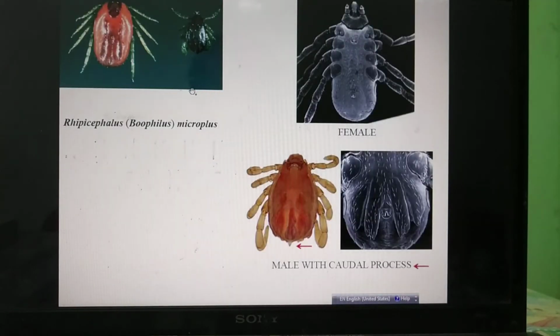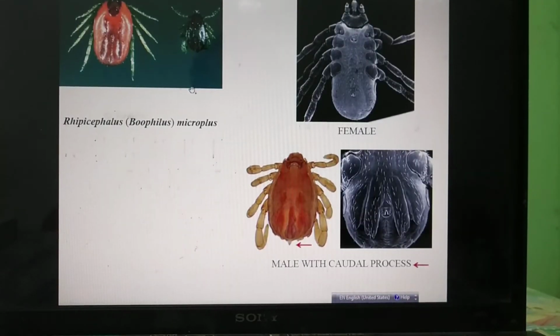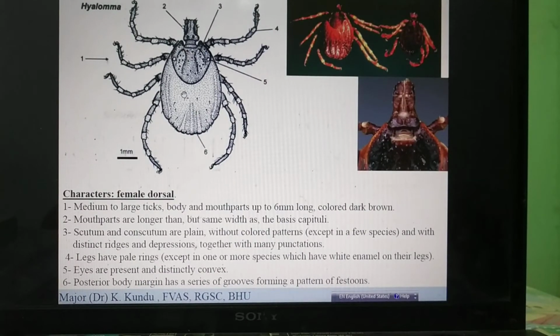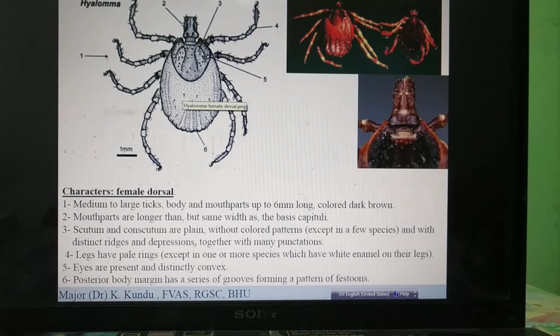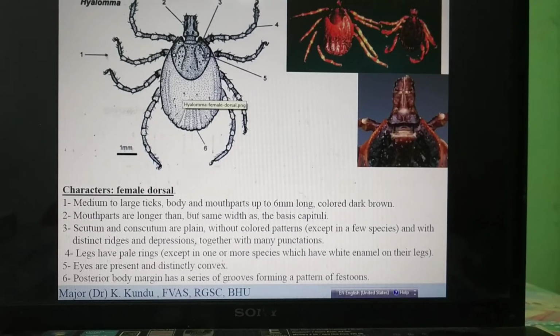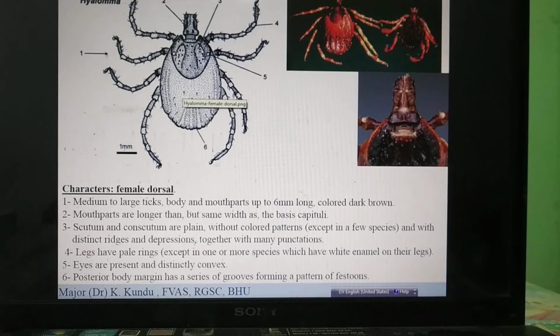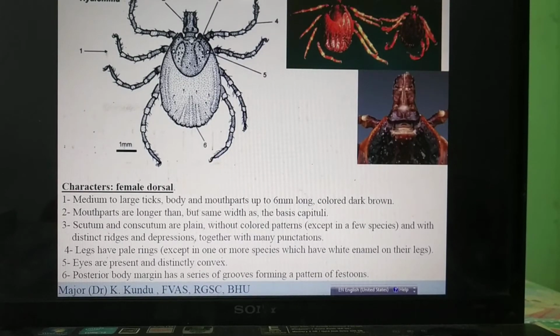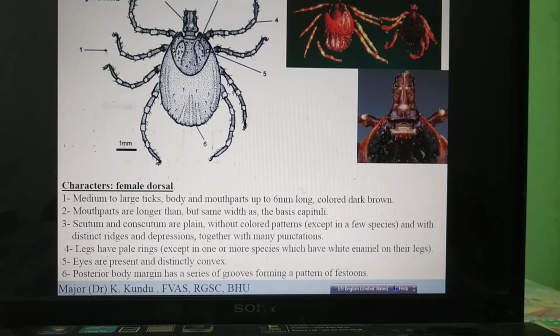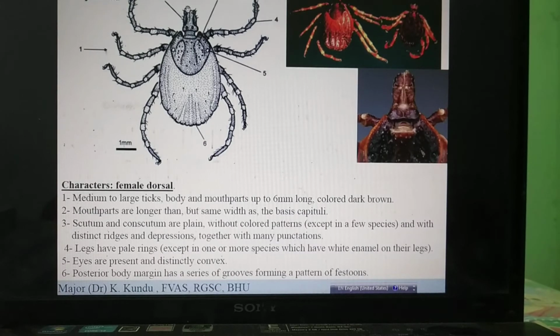So one important thing, the Boophilus, they are inornate ticks. Coming to Hyalomma, the genus Hyalomma, they are primarily inornate, but some species may be ornate. Hyalomma anatolicum is an inornate tick. Now they are longirostrate. As you can see, this is the capitulum, and you see the mouth parts. The mouth parts are longer than the width of the capitulum, that is, longer than the width of the basis capituli. So this is a longirostrate tick.